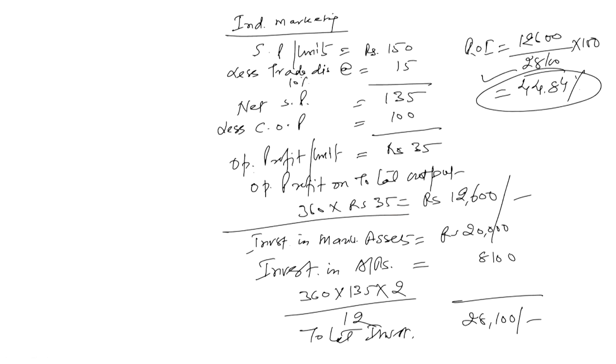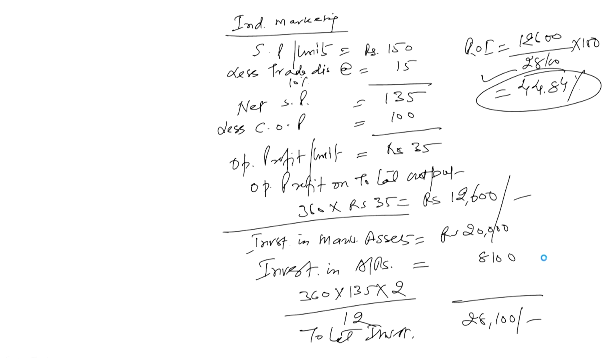But in this case, when we are talking about indirect marketing, this return is not 44.84%, because we have missed out one point here. When we are selling through two channels, direct or indirect marketing, we have accounts receivables equal to 1 month sales in case of direct marketing, and accounts receivable equal to 2 months sales in case of indirect marketing. That is the only difference.